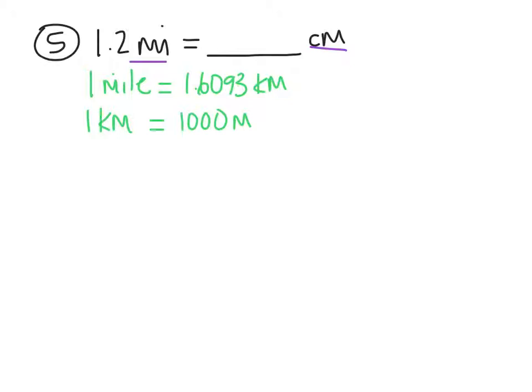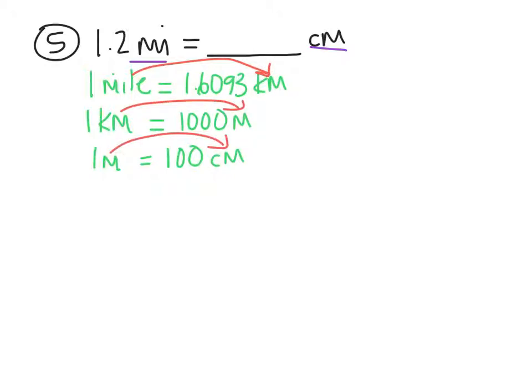And then now that we're at meters, now we can take that 1 meter and convert it to centimeters. So 1 meter is 100 centimeters. So we went from miles to kilometers, kilometers to meters, and meters to centimeters. So this example actually requires 3 conversions. So on this one, we're going to start with our 1.2 miles, and since it's 3 conversions, we're going to have 3 fractions in this one.